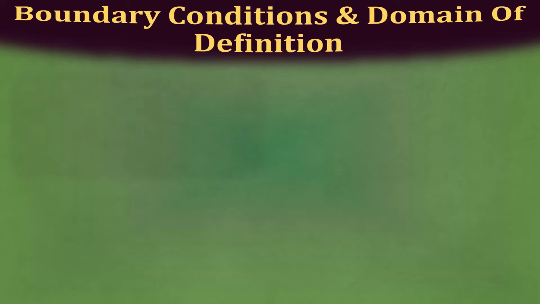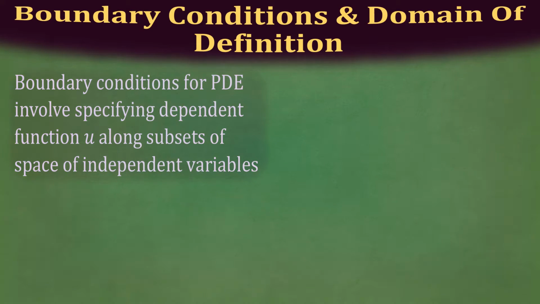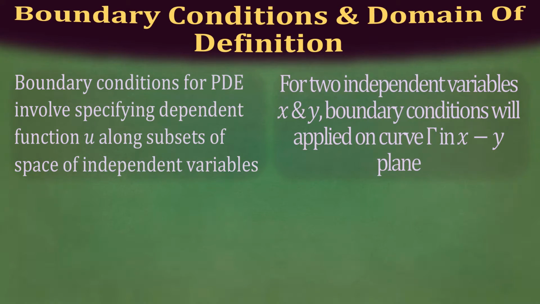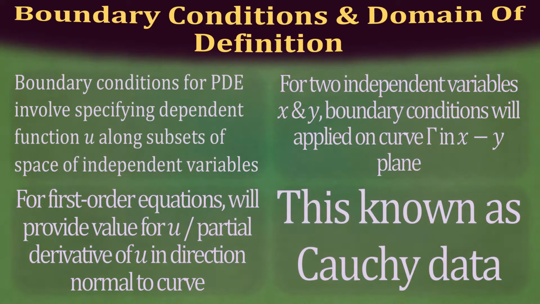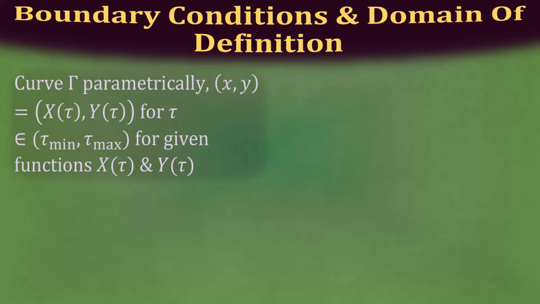Now, let's discuss boundary conditions and the domain of definition. The boundary conditions for a PDE typically involve specifying the dependent function u, and/or its derivatives, along subsets of the space of independent variables. For two independent variables x and y, the boundary conditions will be applied on the curve gamma in the xy plane. For first-order equations, we will provide a value either for u or the partial derivative of u in the direction normal to the curve. This is known as Cauchy data.